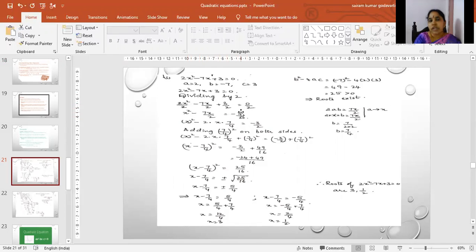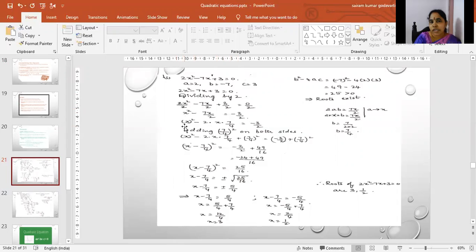minus 3 by 2. Now remember, we are calling this the method of completing the squares. That is, it should be in the form of either a plus b whole square or a minus b whole square. So first transfer the constant term to the other side. So plus 3 by 2 becomes minus 3 by 2. These two terms, whatever are there, you need to write them in the form of a square minus 2ab because there is a minus sign here.